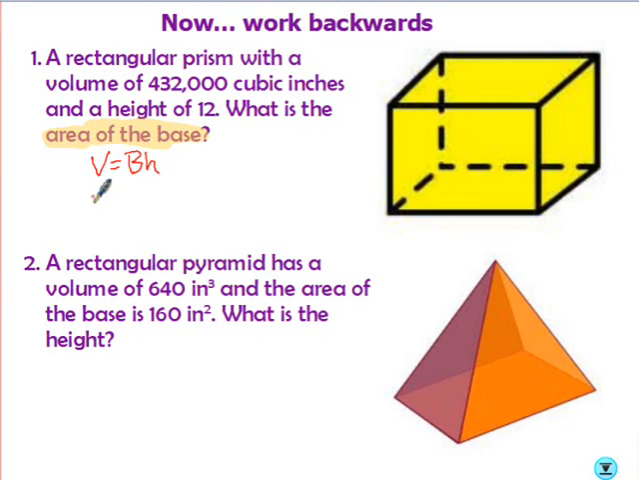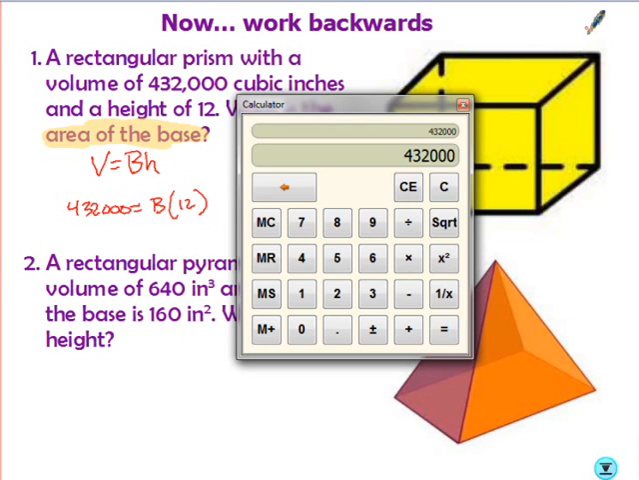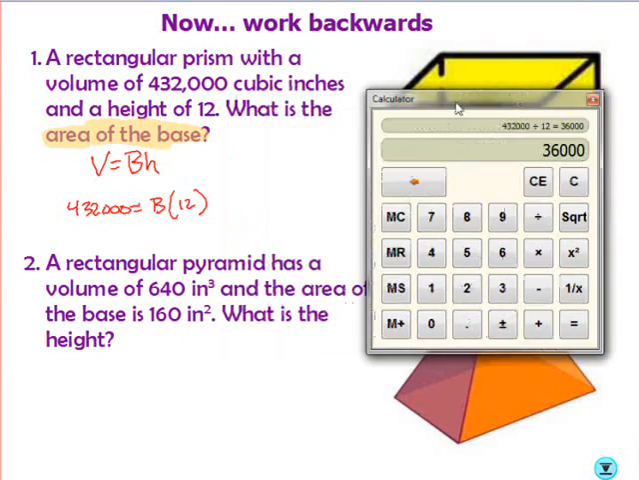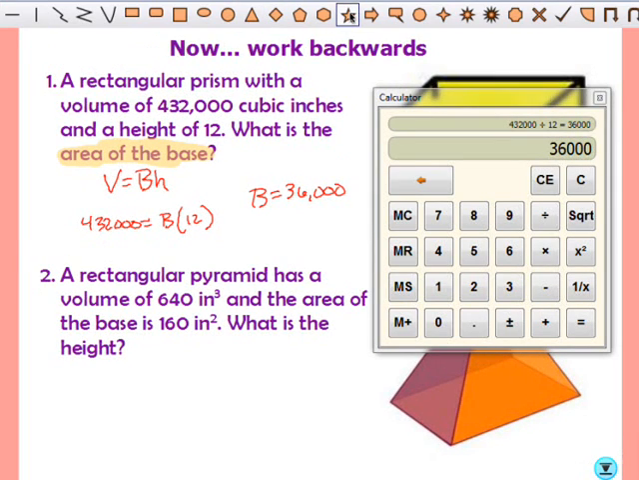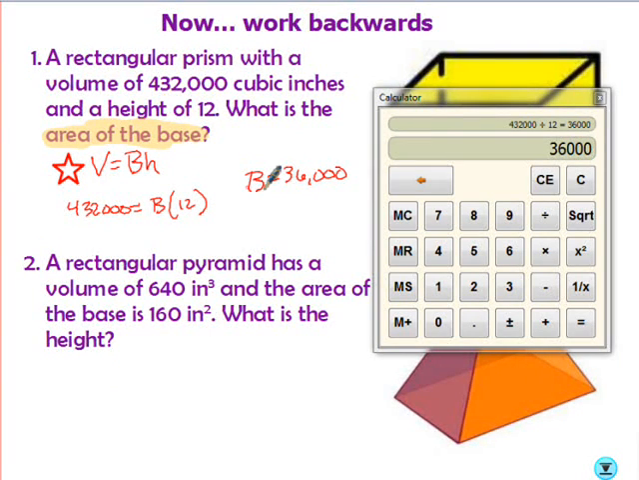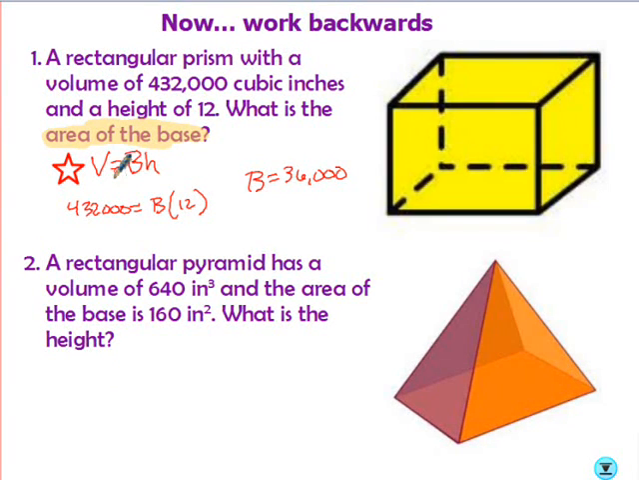And then I have the volume, which is 432,000, and that equals capital B times 12. And then I'm just going to divide 432,000 divided by the 12, and I get the area of the base is 36,000. Simple as that. The big important thing I do, and I'll show you how important it is, boom, star, super important: I put the formula that I'm using in its general form every time.